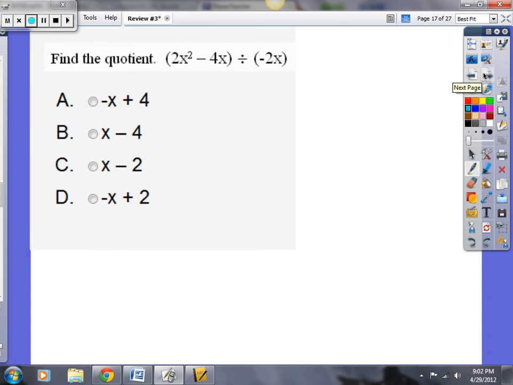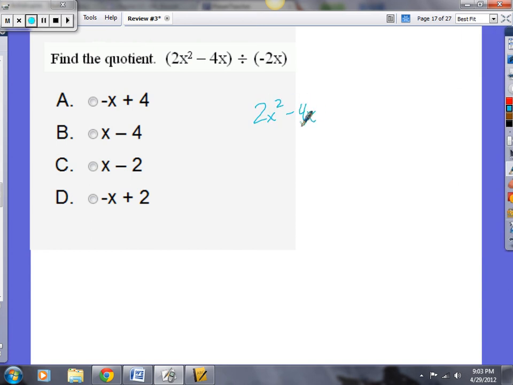Alright, a division problem. Find the quotient of 2x squared minus 4x. Now this is actually a piece of cake because you're dividing by one term. So you can divide both of these top terms by the negative 2x. So how many times is negative 2x going to go into 2x squared? So on top, you're going to have a negative 2x divided by a positive, that's going to be a negative, and just an x. Then a negative 4x divided by a negative 2x, negative divided by negative, that's going to be a positive. 4x divided by 2x is going to be 2. So negative x plus 2. Go with D.